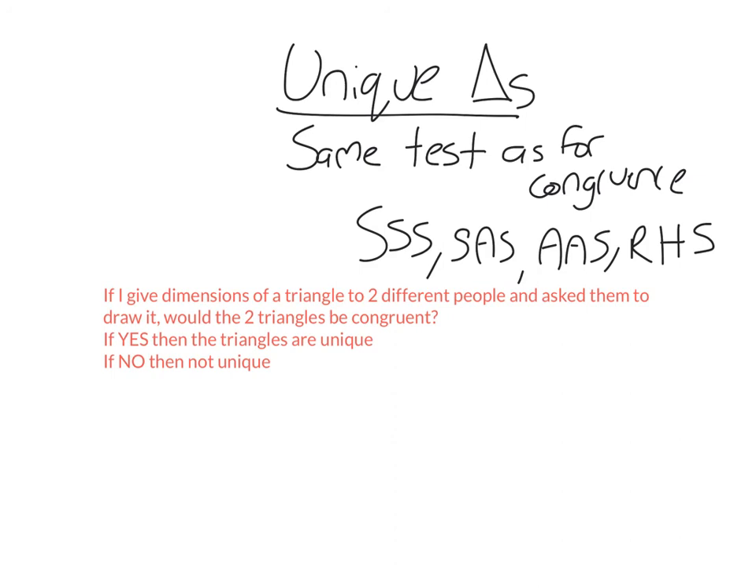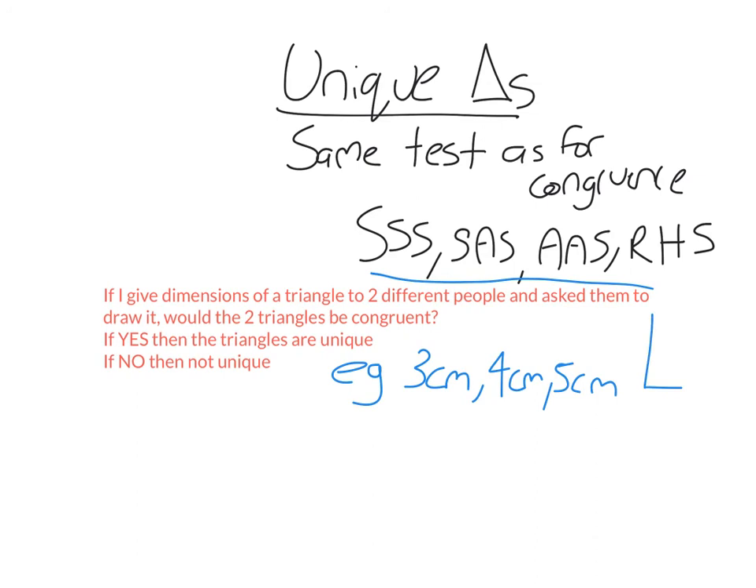So basically what it means is if I give you a set of dimensions and ask you to draw a triangle, is there only one way that you could draw that? And you test for uniqueness using the same test as for congruence. So I'll give you an example. So let's say I asked you to draw me a triangle with side lengths 3 centimeters, 4 centimeters, and 5 centimeters. So I could draw one, it'd look like this.